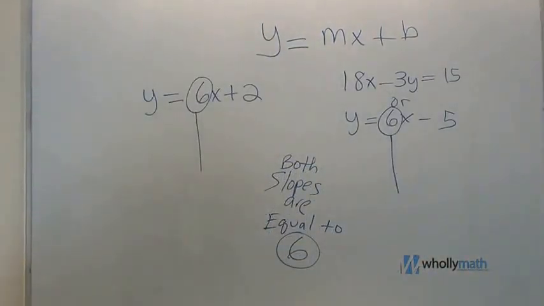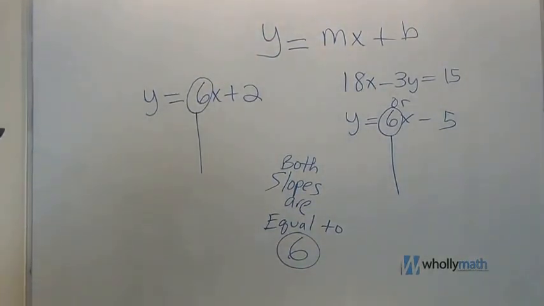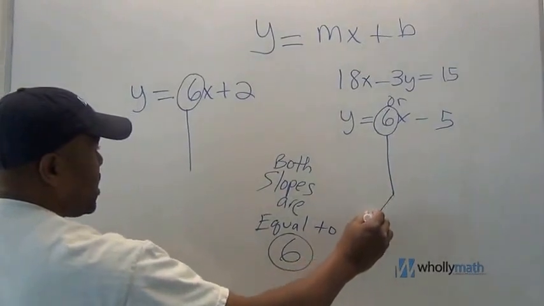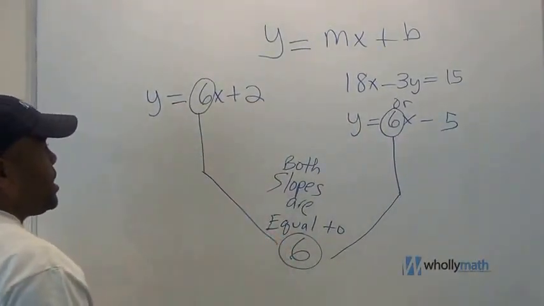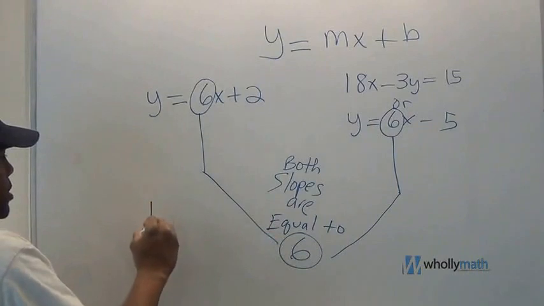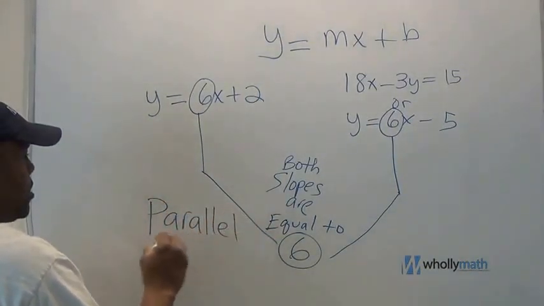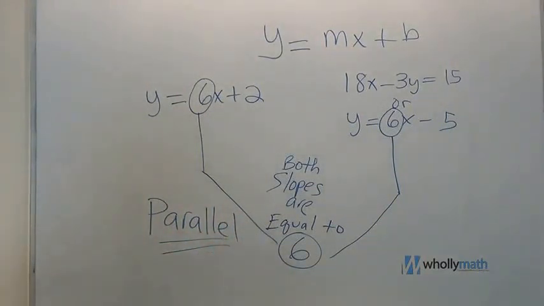When comparing both equations, the first equation being y is equal to 6x plus 2, and the second equation converted from standard form into slope-intercept form being y is equal to 6x minus 5, both equations in slope-intercept form have a slope of 6. And since both slopes are equal to 6, that means that the two lines are parallel to one another.